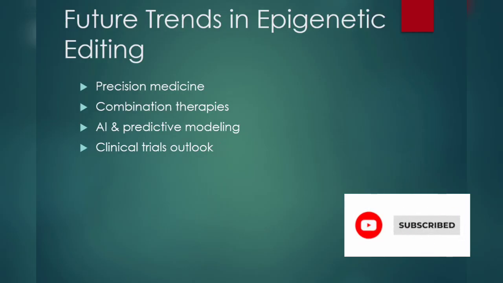Now, what are the future trends in epigenetic editing? So looking ahead, epigenetic editing will play a key role in precision medicine, allowing customized treatments based on a patient's epigenome. It will also be combined with other therapies, for example, pairing CRISPR with epigenetic modulators. Artificial intelligence is expected to guide predictions of epigenetic states and editing outcomes. And with ongoing clinical trials, we may soon see approved therapies that use epigenetic editing as a mainstream medical tool for several applications.